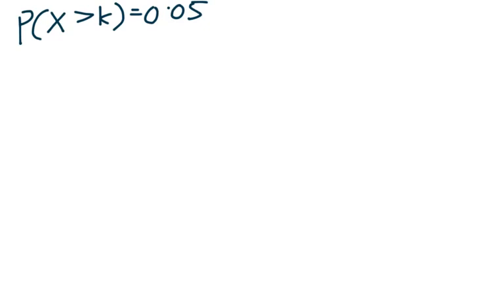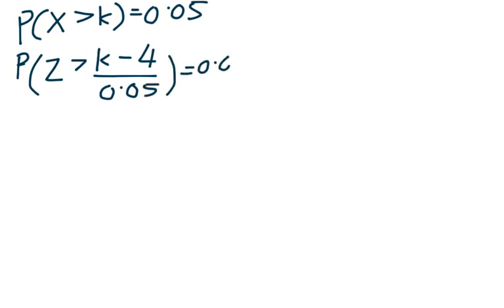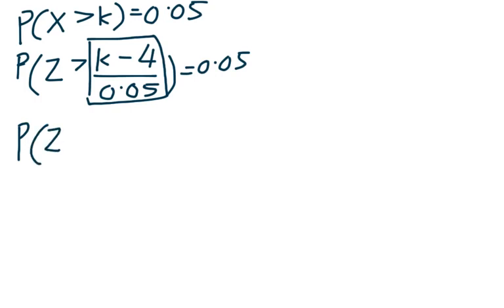Okay, so again, we know that we need to transfer from X into Z, right? So the same thing, we need to substitute into the formula. When we put into the formula, our X value is K, isn't it? So we are substituting the X with the K minus the mu, which is 4, so minus 4, divided by the sigma, which is 0.05. Alright, so let's say we consider the whole thing here as A. So we have this as Z greater than A equals 0.05.